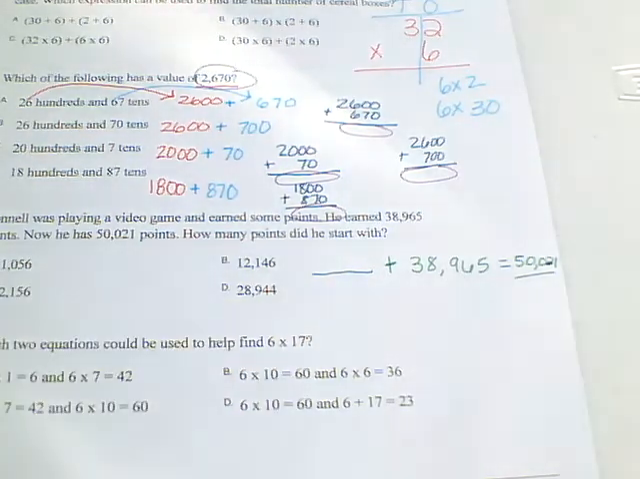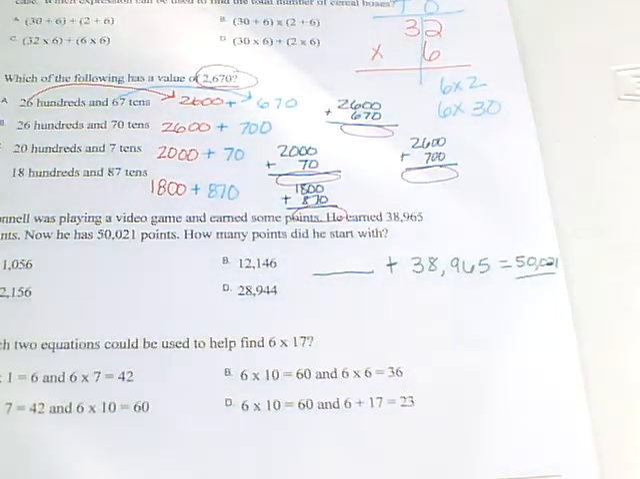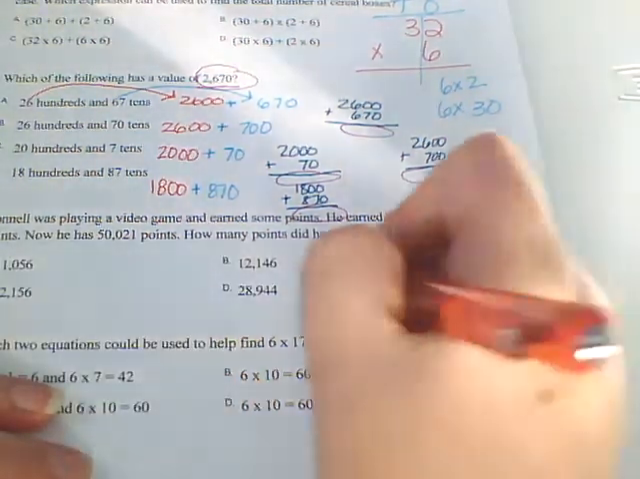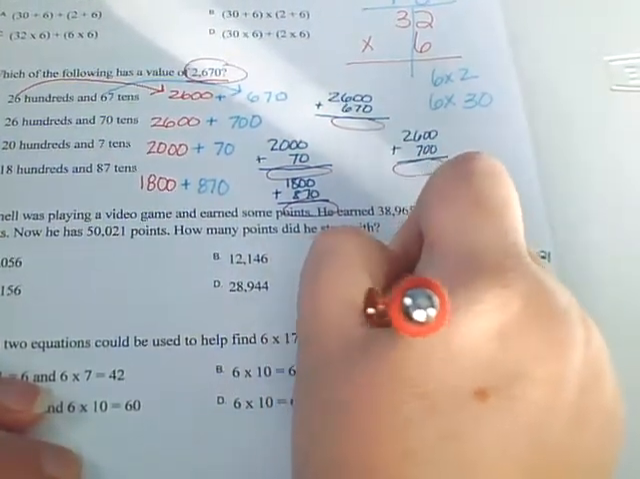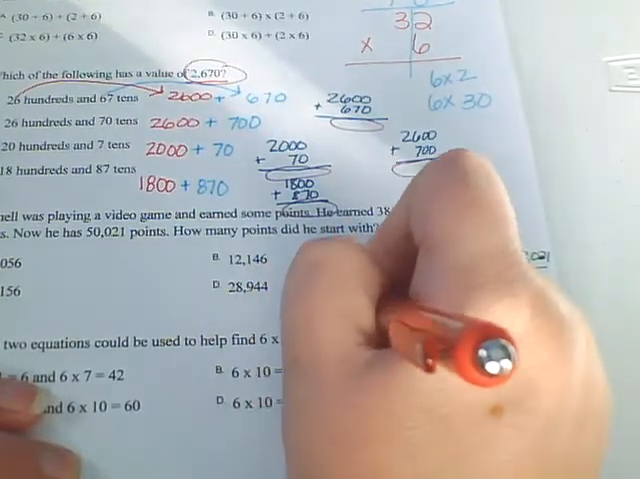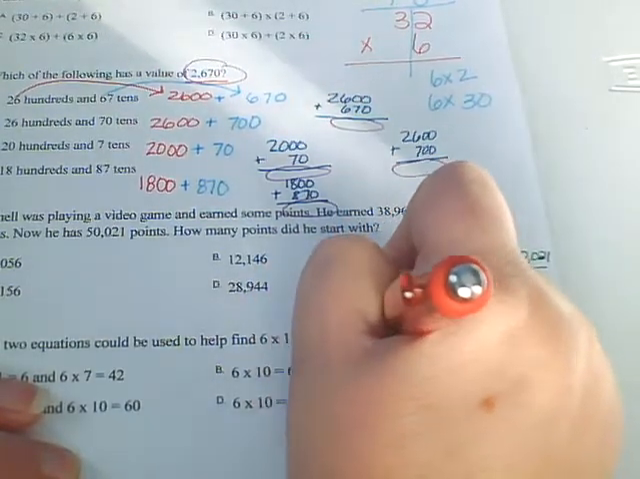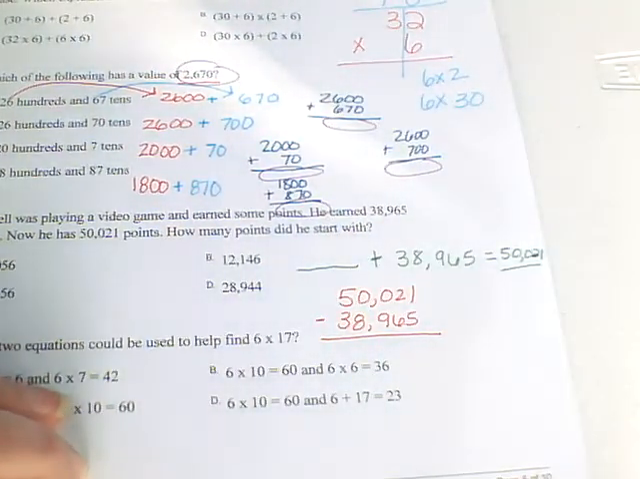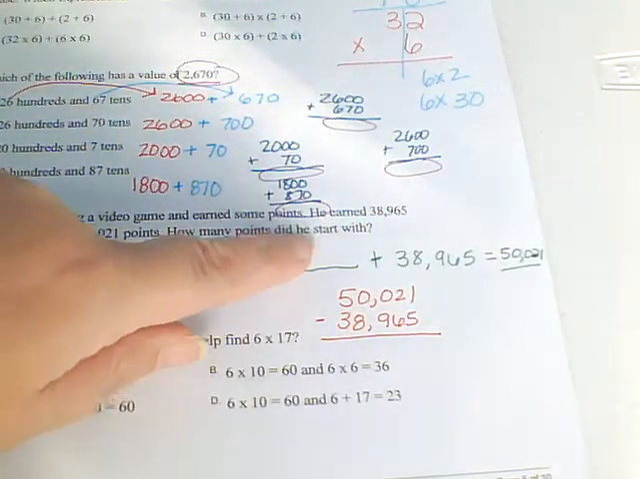Well, I'm going to have to take these two numbers and find the difference between them to get what he started with. So I'm going to have to take 50,021 and subtract what he earned, 38,965. And that is what is going to give me this answer.